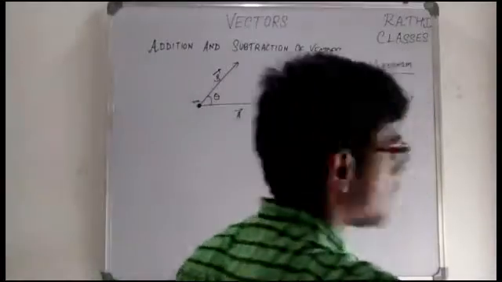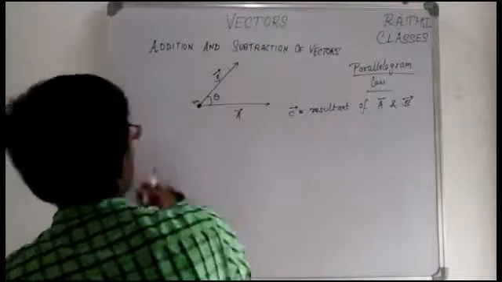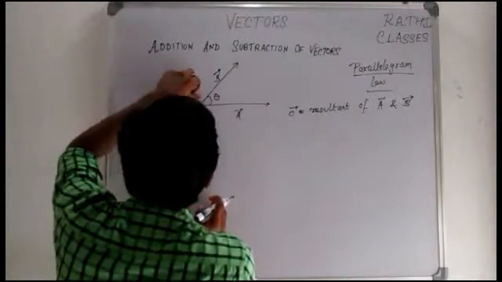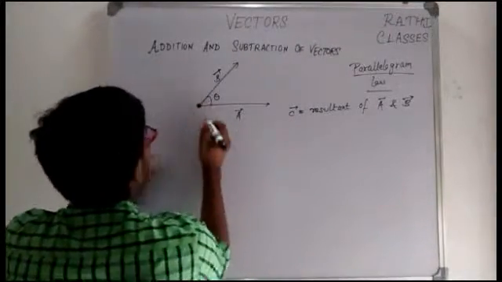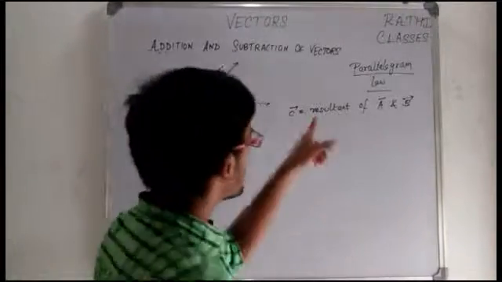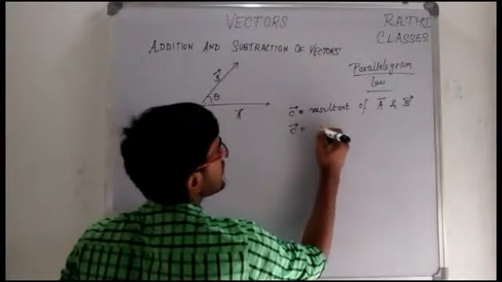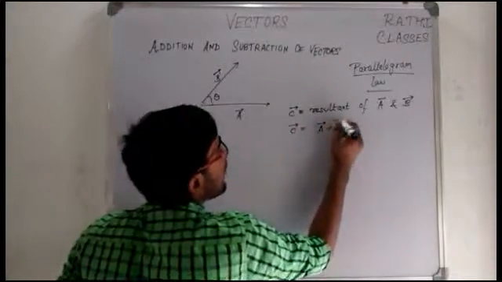Now, after visualizing this, we have the parallelogram law of vector addition, which says that the vector C, which is the resultant of A and B, or I can write it as vector C is equal to vector A plus vector B.